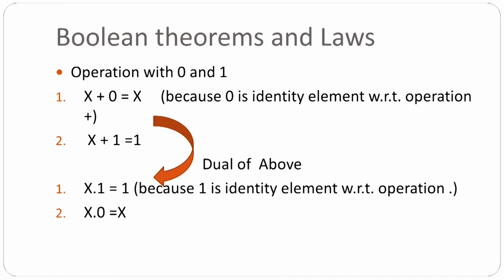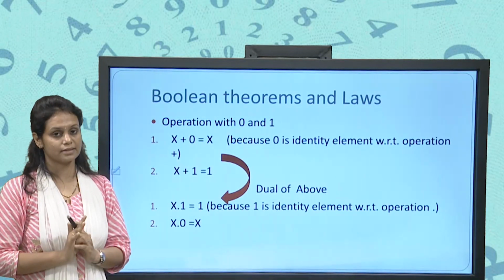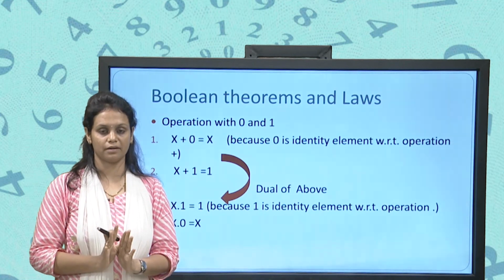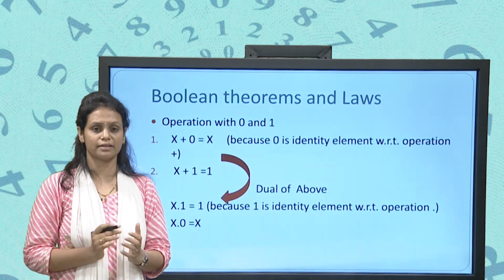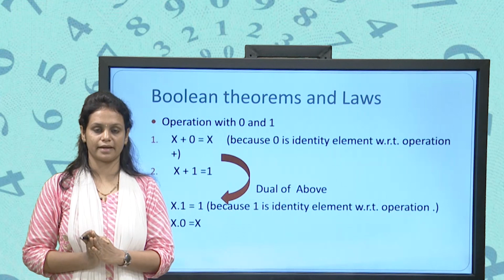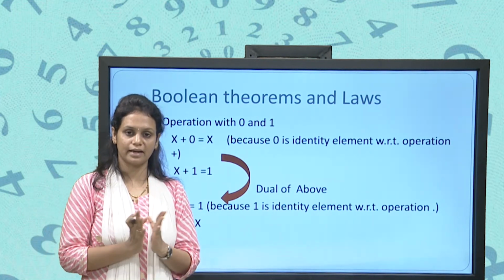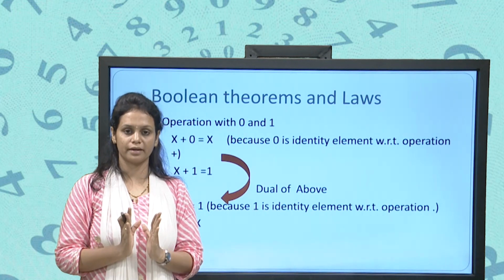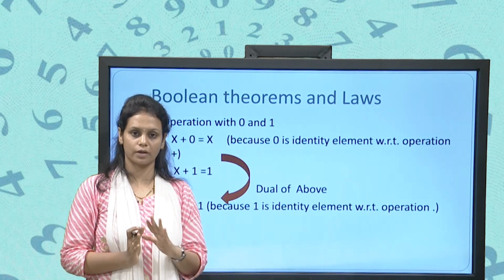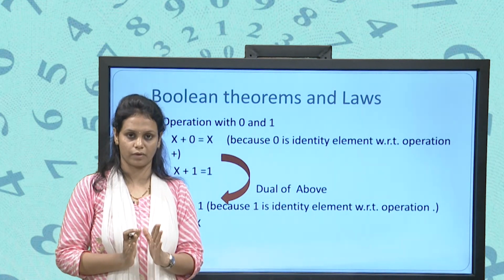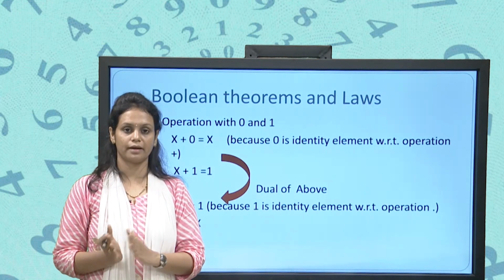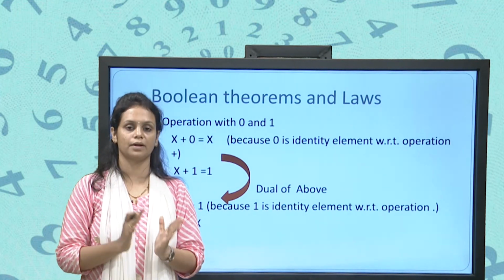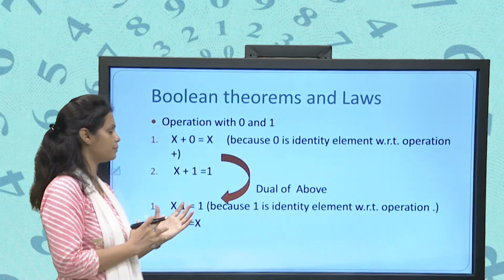Now our first operation, suppose we are doing x plus 0. We will consider 0 as the smallest element and 1 as the largest element, same as we consider in set theory, where phi is the smallest set and U is the universal, that is the largest set. Same way in Boolean algebra, we consider 0 as the smallest element and 1 as the highest element. Plus is the union and dot is the intersection, and we will perform the operation.